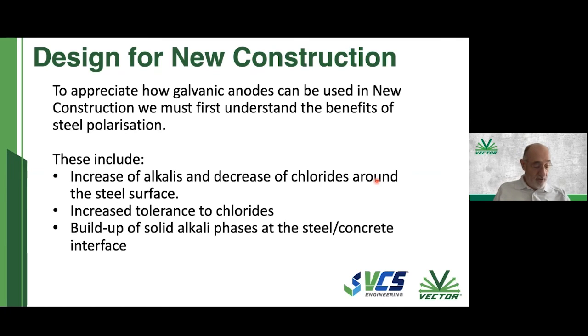Okay, now I'm going to go a little bit through very quickly, really, on design for new construction. In order to appreciate really how anodes work in new construction, you need to understand the benefits that you get from any type of polarization of the steel. In summary, really, you've got an increase of alkalis and a decrease in chlorides around the steel. Both are beneficial. You have, as we've seen before, with the work in Italy, an increased tolerance to chlorides, and you have a buildup of alkali phases on the steel concrete interface. I'll go through each of that individually slightly.